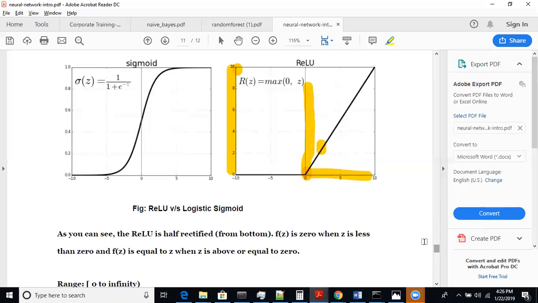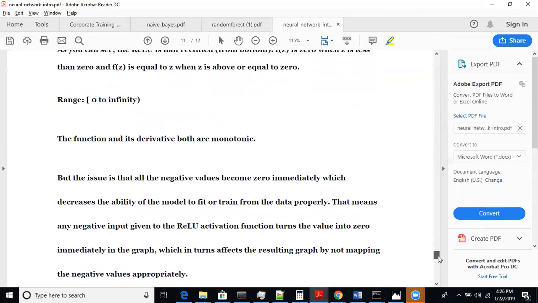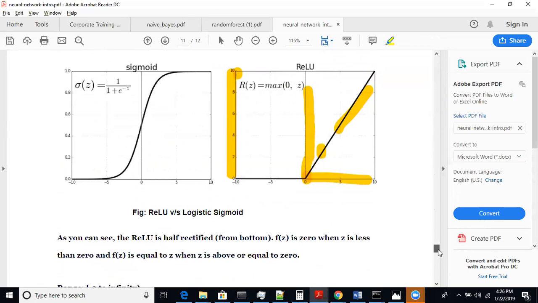Up to 10 it is showing, but as the input increases, the output is going to increase more and more. Infinity means the range of the input is up to infinity. Output range, okay, indicates the output.